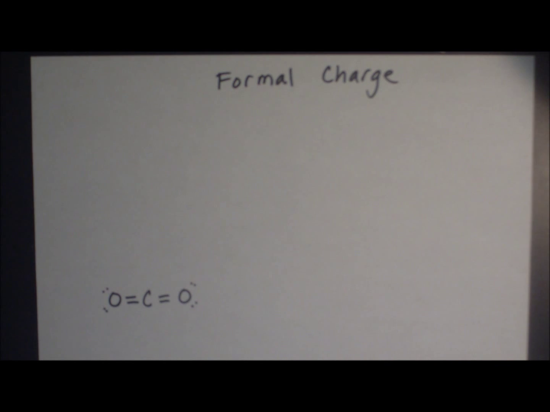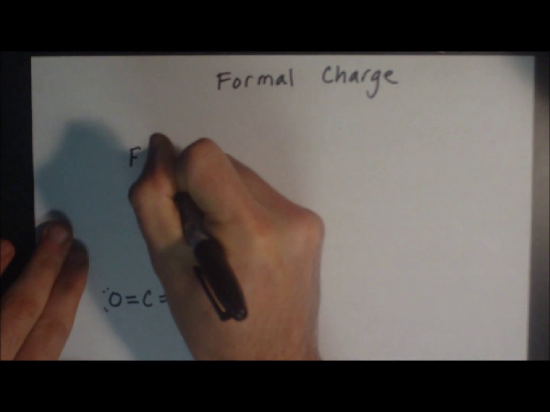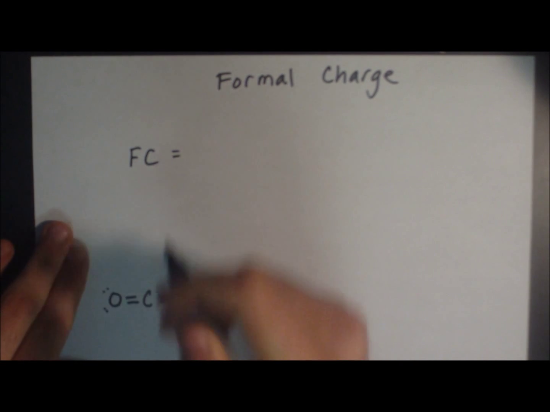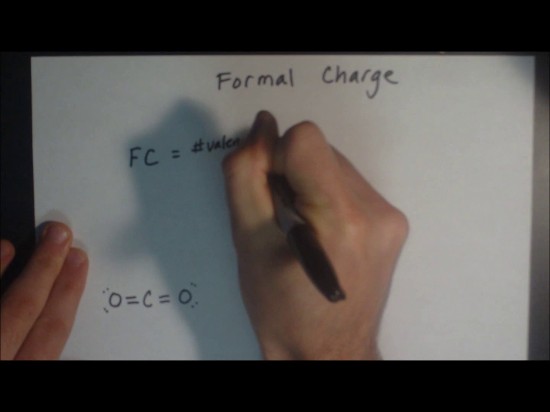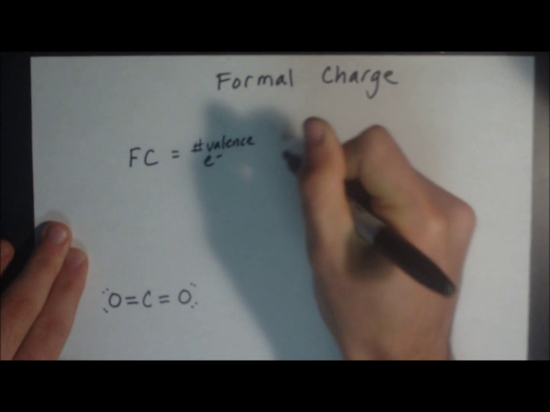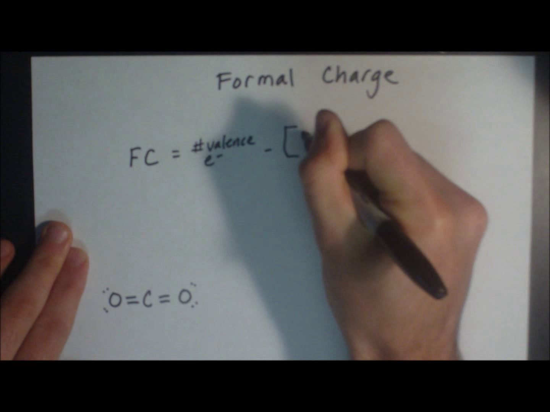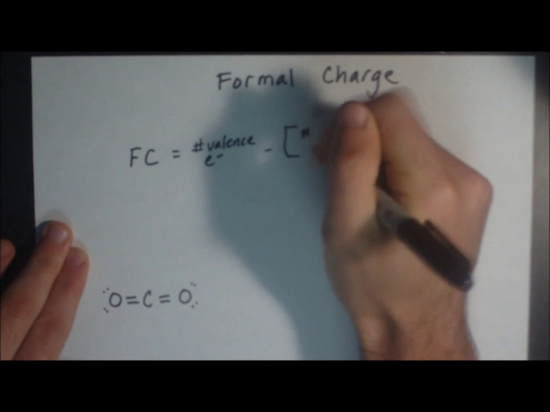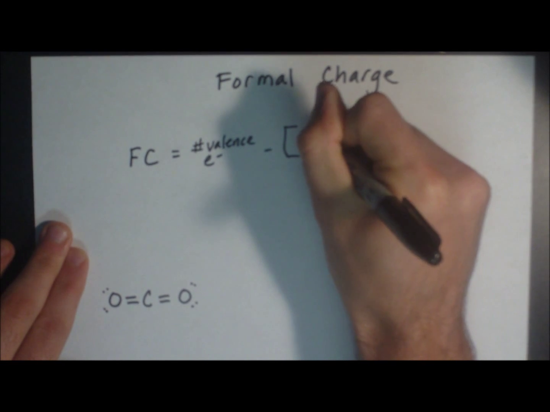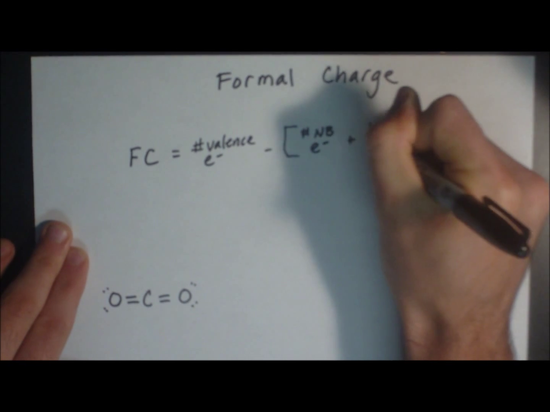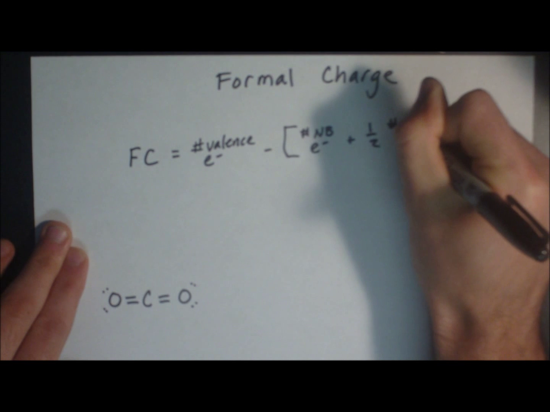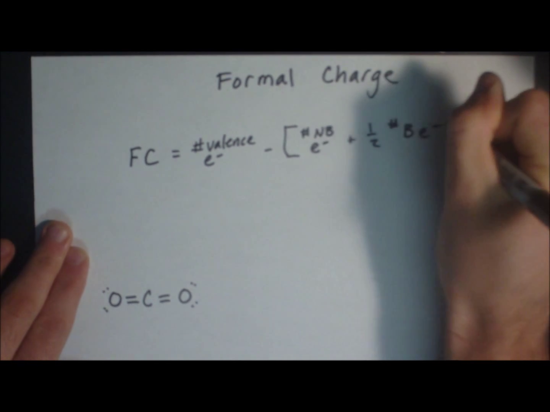Formal charge is the charge of an atom in a molecule. To figure out the formal charge, you need to use a simple formula. Formal charge is equal to the number of valence electrons minus the number of non-bonded electrons plus 1/2 number of bonded electrons.